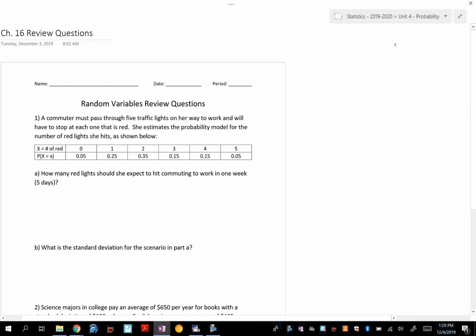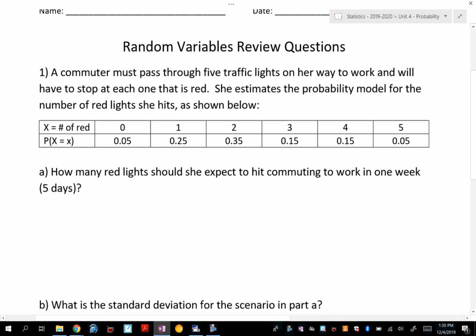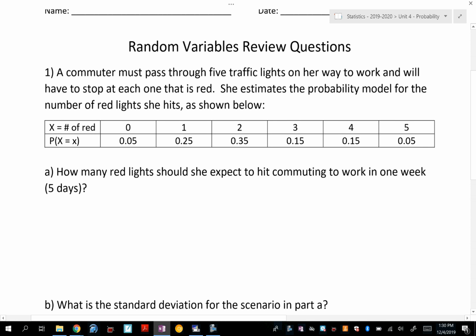All right, so we are going to go over these review questions from chapter 16 about random variables. This scenario is asking about this person commuting to work, and it gives a probability model for the number of red lights that she's going to hit on her way to work. Now, what I'm first going to think here is that my random variable x is going to be the number of red lights she hits on her way to work.